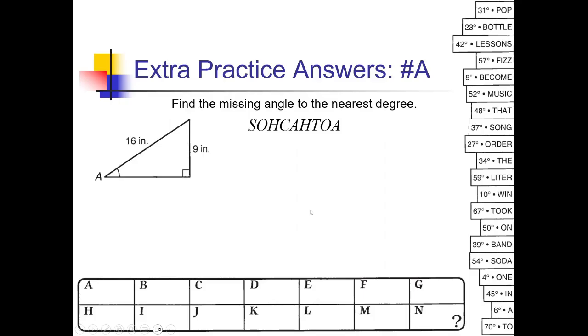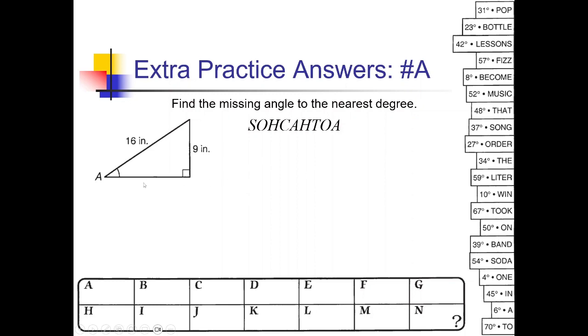For our first problem, we've got this triangle right here, triangle with the angle A. So I've written the word SOHCAHTOA, and I'm just going to keep that written for this entire puzzle because all these problems are right triangle trig problems where you basically have to figure out whether you have the opposite, adjacent, or hypotenuse sides and then use the correct trig ratio to figure out the angle.